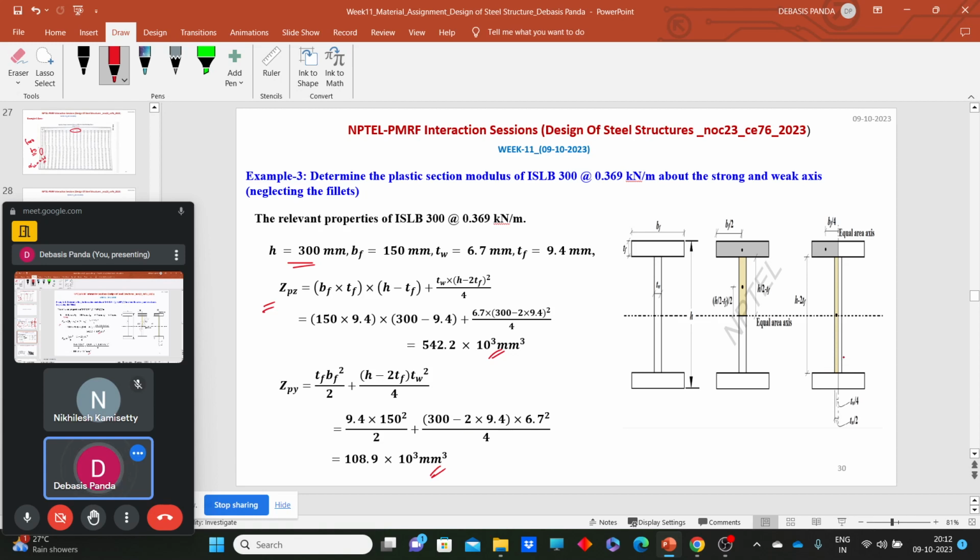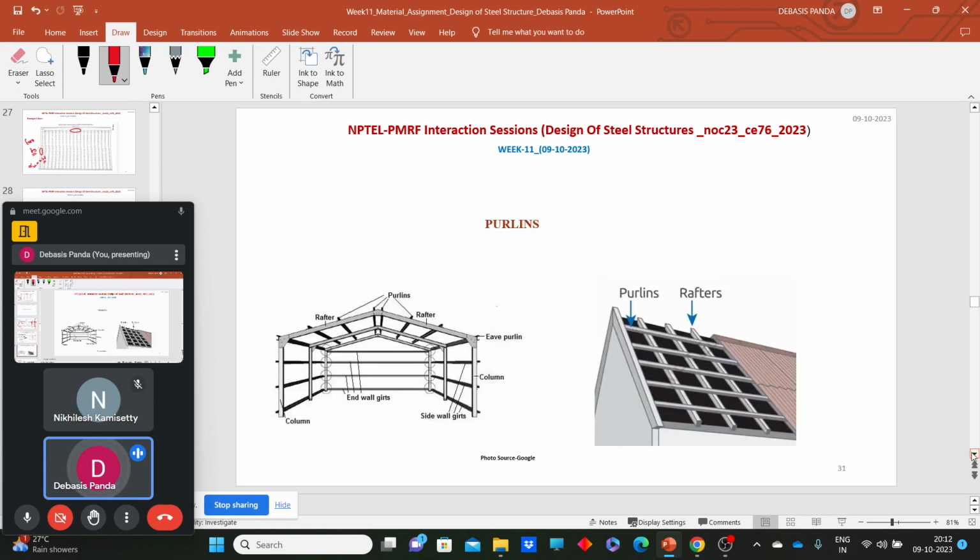So it's all about calculating the sectional modulus. It's like the calculation of moment of inertia about this axis, and all these things. So let's go to the next topic. Till now, I think there is no confusion. Now, purlins. We will spend some time on purlins, how to design them. This is one of the important structural elements in a roof truss.